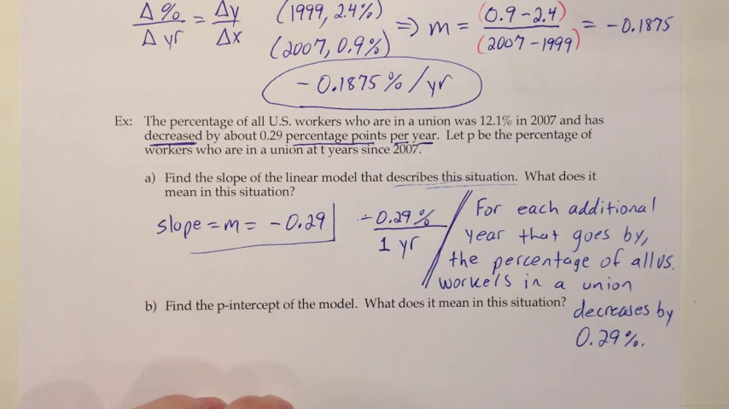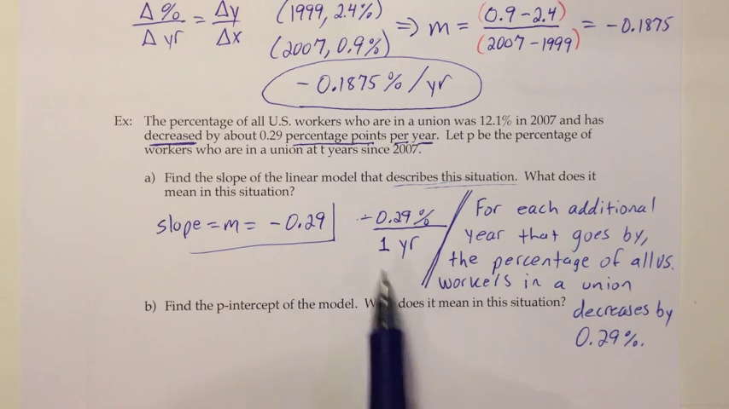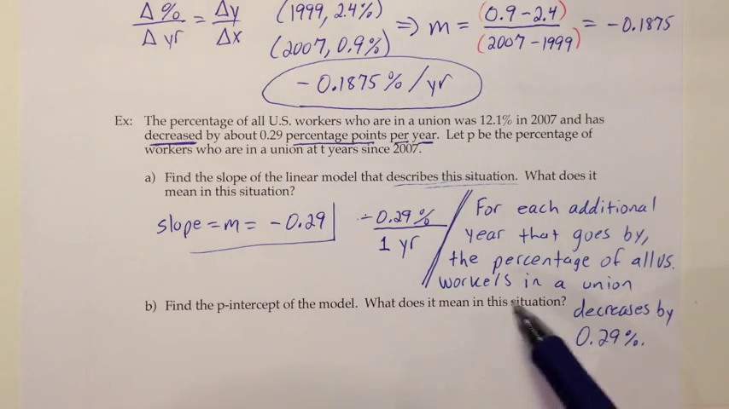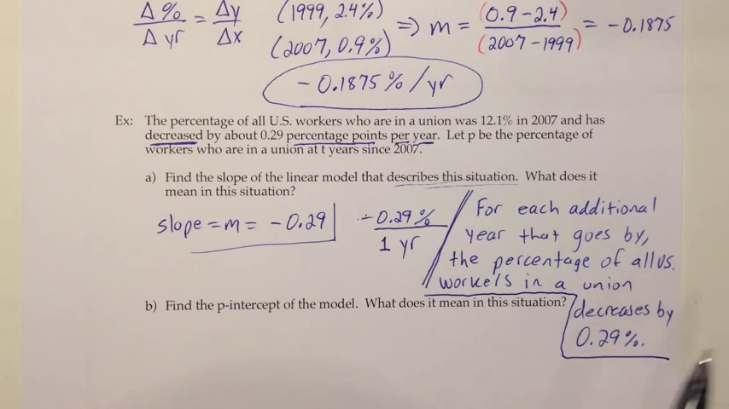So we just read that through one more time, make a couple notes about that. For each additional year that goes by, the percentage of all U.S. workers in a union decreases by 0.29%. And one thing I want to point out is that even though the slope was negative, I didn't put a negative here. When they asked me to explain what the slope means, I'm going to explain what that negative means, and a negative means that things are decreasing. So I didn't use a negative in the sentence, but I translated that negative into the words decreases by.